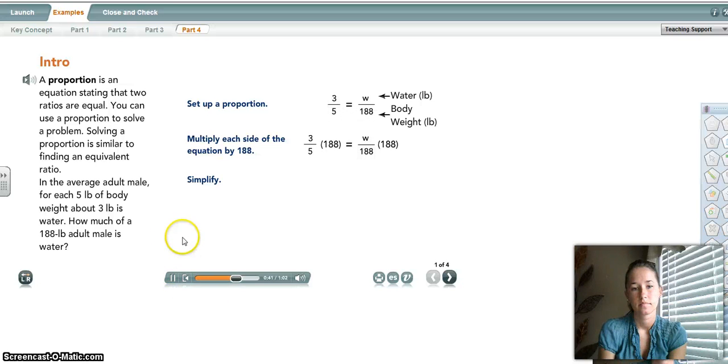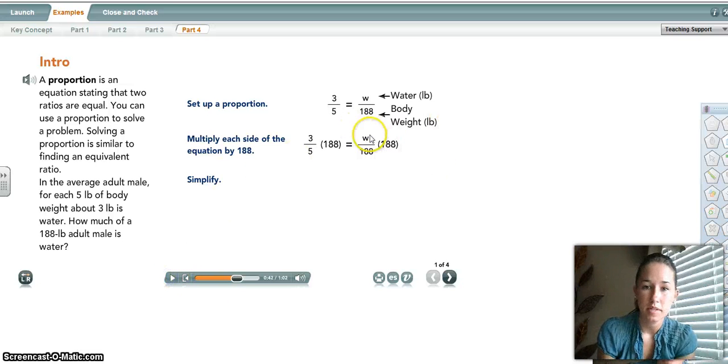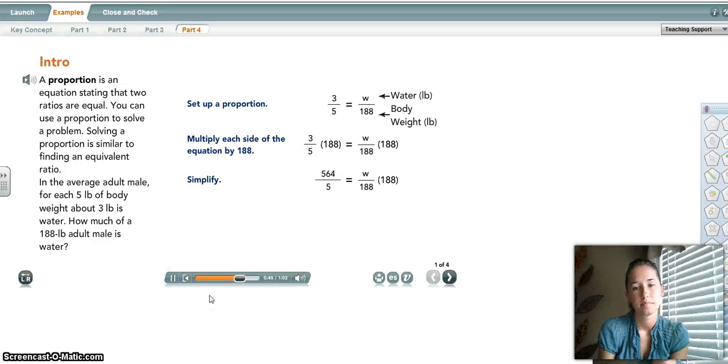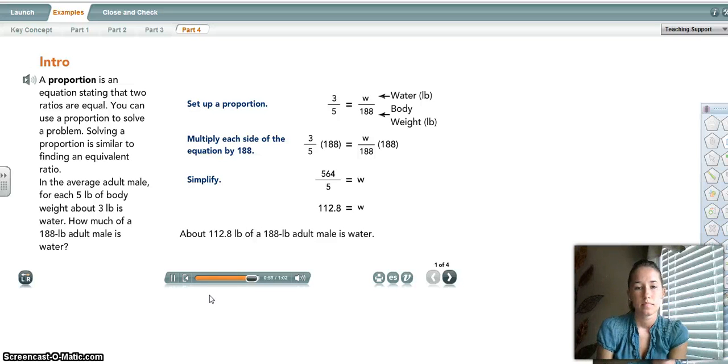Finally, simplify the equation. Okay, notice what's going to happen here. We're doing W times 188 and dividing it by 188. These 188s are going to cancel out. We're just going to have W. That's what we want. We want to find out just what W is. 3 times 188 equals 564. 564 divided by 5 equals 112 and 8/10. About 112 and 8/10 pounds of a 188-pound adult male is water.